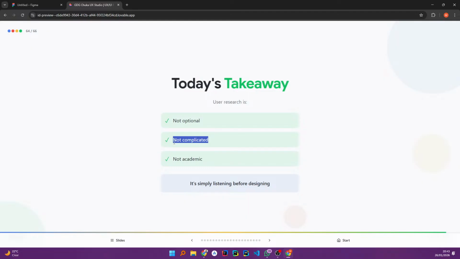And it's not usually that complicated. Sometimes it can get complicated, but you don't have to make it complicated. And it's not usually academic. It's just for getting to know what users really want. It's simply listening before designing. You head out there, you listen to what users have to say about this product, or what problem they think it might solve for them, before you start designing any feature or any product from scratch.